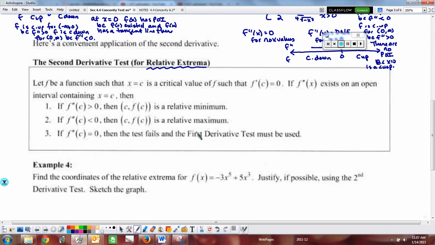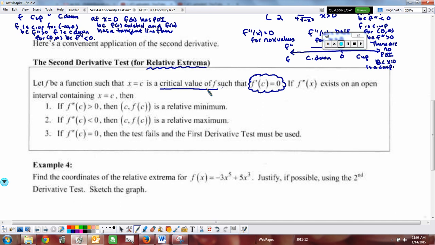Alright, so we're going to make sure we're looking at a function where we have a critical value of f. Remember that a critical value of f is where the first derivative equals 0. So we're not talking about finding where the second derivative equals 0. Those are possible points of inflection. We're looking for a critical value of f, which is a candidate for a relative extrema, and we're specifically only looking at the ones where the derivative is equal to 0.